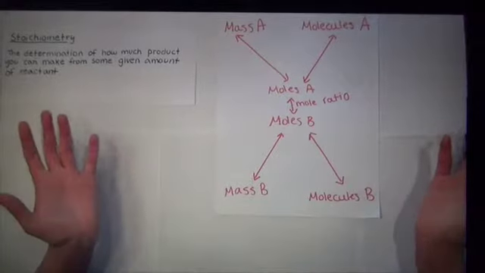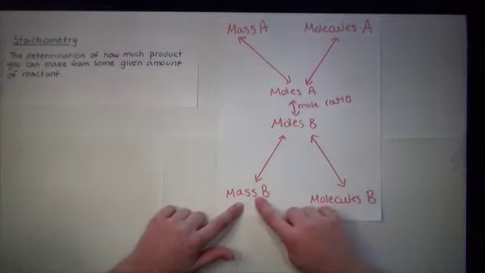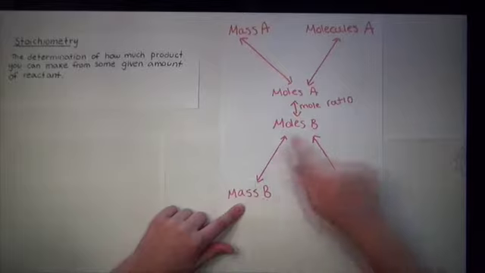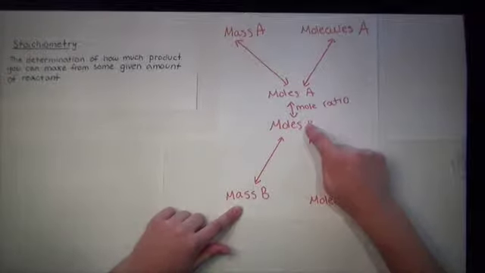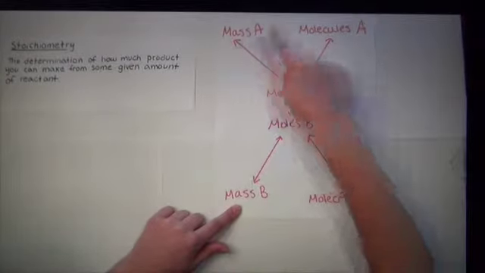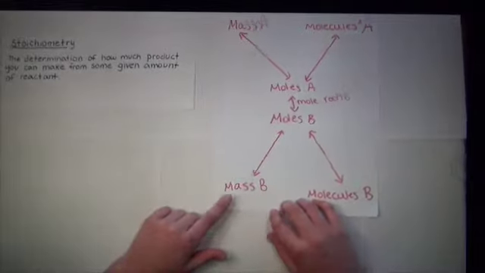For example, if we were given the mass of B, we would be able to find the moles of B. And then from moles of B, we can go to moles of A and find mass or molecules of A.